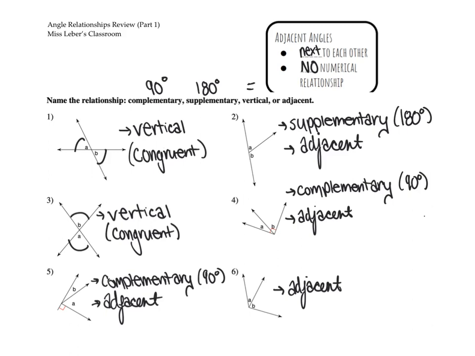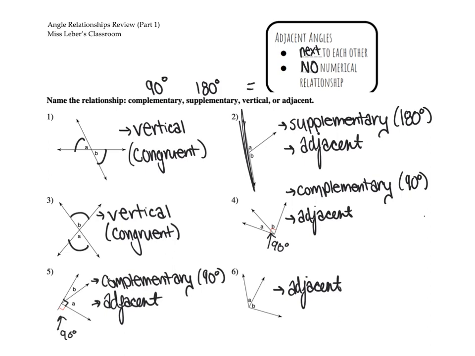In angle 2, they make that straight line, which means they add up to 180, and they share that side, which means they're adjacent. In question 3, they make V's in opposite directions, so they are vertical, also congruent. In question 4, you see that little red box, which means 90 degrees, and they also share a side, so they are complementary and adjacent. Same thing in number 5. That red box on one side means 90 degrees, and the other side also has to be 90 because it's a straight line, so it's complementary and they are adjacent. And in number 6, they just share a side. There's no numerical relationship, so they are adjacent.